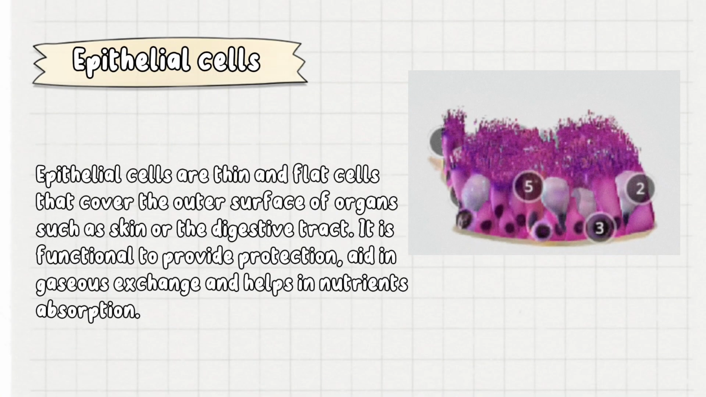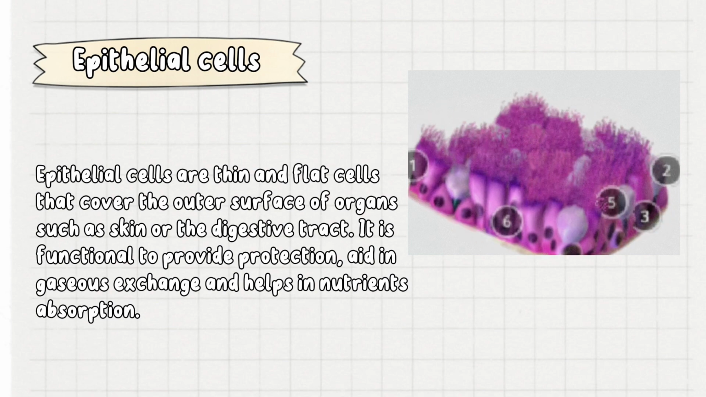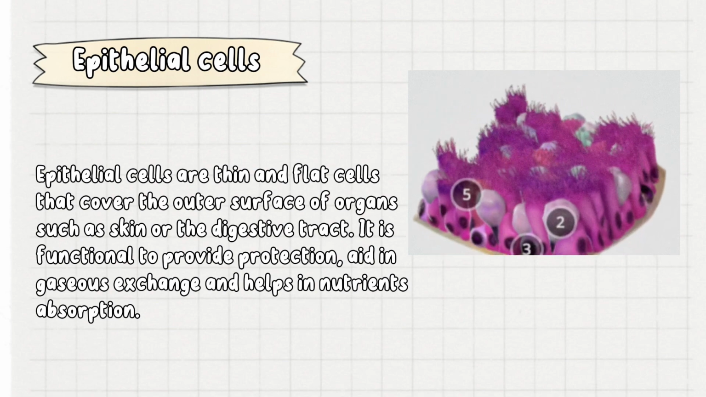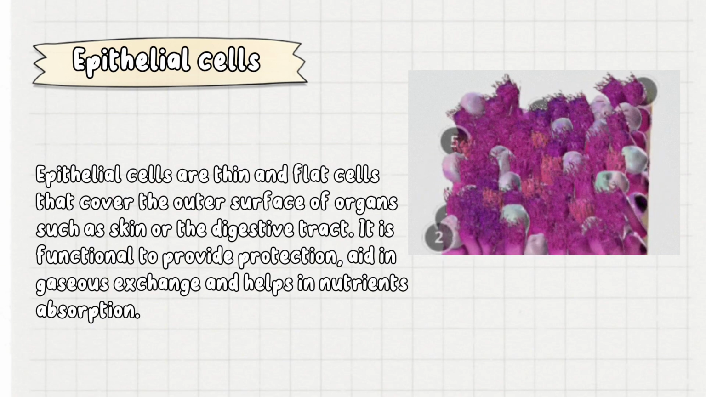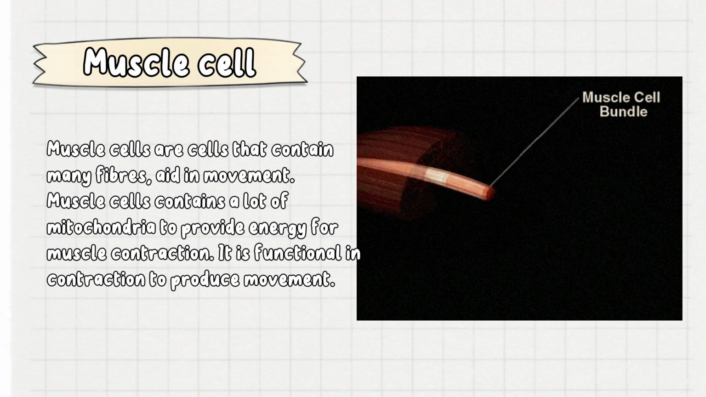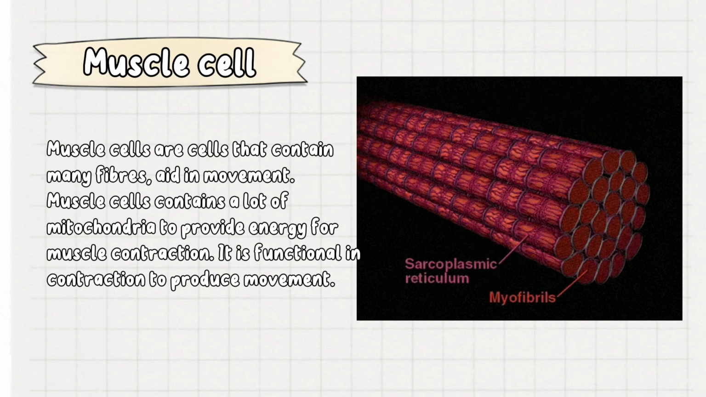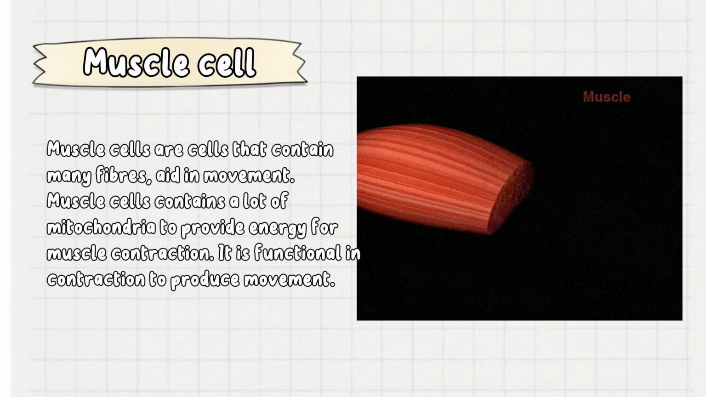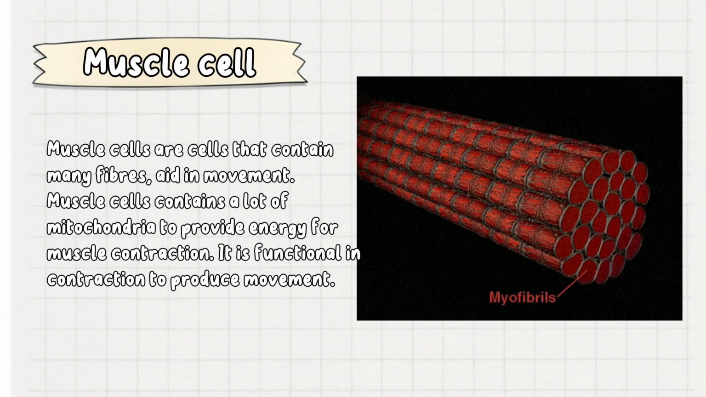Epithelial cells are thin and flat cells that cover the outer surface of organs, such as skin or the digestive tract. It is functional to provide protection, aid in gas exchange, and help in nutrient absorption. Muscle cells are cells that contain many fibers, aiding in movement. Muscle cells contain a lot of mitochondria to provide energy for muscle contraction. It is functional in contraction to produce movement.